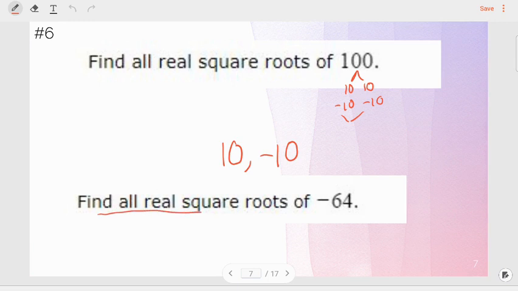The second option says, find all real square roots of negative 64. Well, negative 64, I know that 8 times 8 is 64, and negative 8 times 8 is negative 64, but since these aren't the same numbers, even if I were to rearrange them, 8 and negative 8, these aren't the same, so there is none. There's no answer for the square root of negative 64. It's not possible.